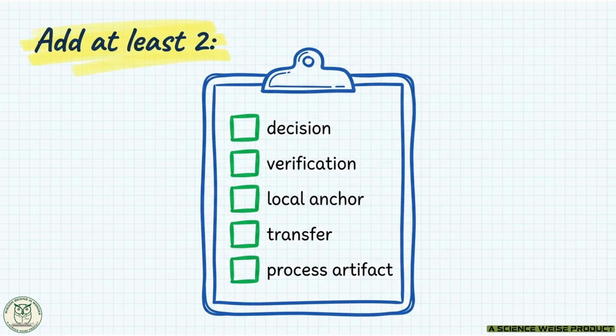Add constraints that make thinking visible. Your prompt should usually require at least 2 of these moves: a decision point, a verification step, a local anchor from your class material, a transfer version in a new context, or a process artifact, meaning something that shows how the students got there. In other words, do not just ask for an answer, ask for a choice, a check, or a connection. So teacher talk might sound something like this.